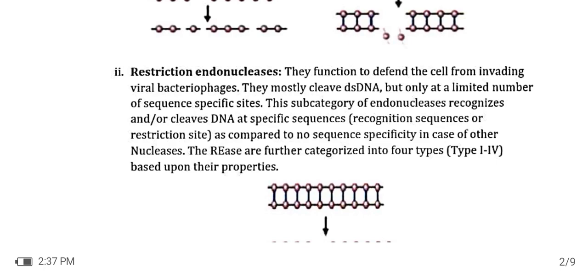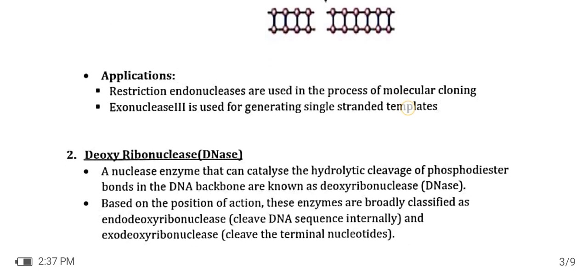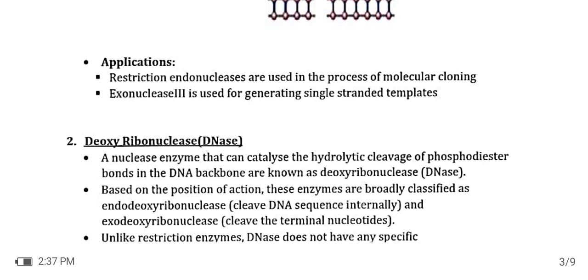Restriction endonucleases are further categorized into four types, type 1 to 4, based upon their properties. Applications: restriction endonucleases are used in the process of molecular cloning. Exonuclease 3 is used for generating single-stranded templates. Then deoxyribonucleases: nuclease enzymes that can catalyze the hydrolytic cleavage of phosphodiester bonds in the DNA backbone are known as deoxyribonucleases.